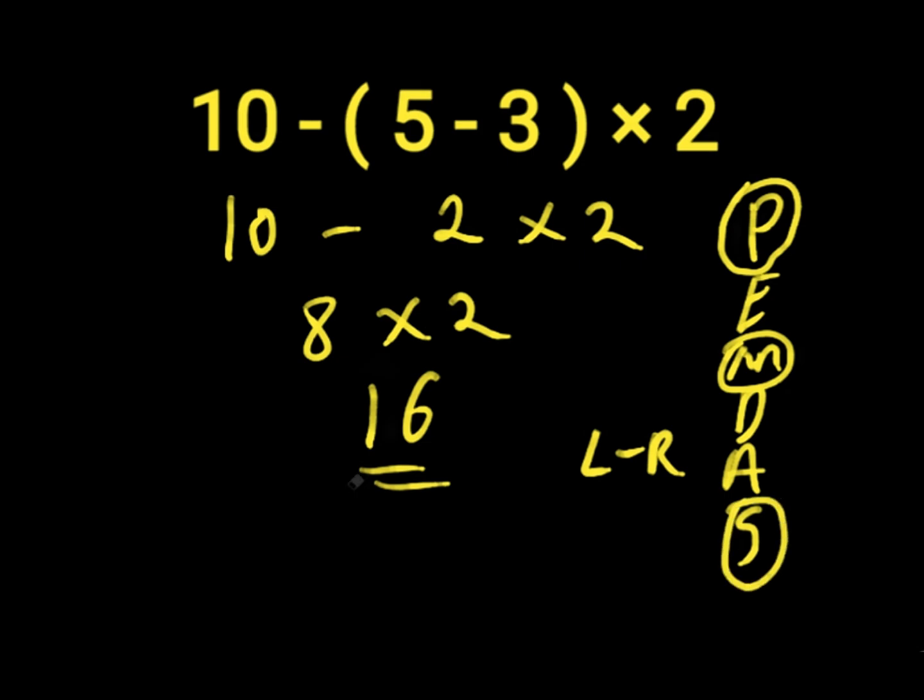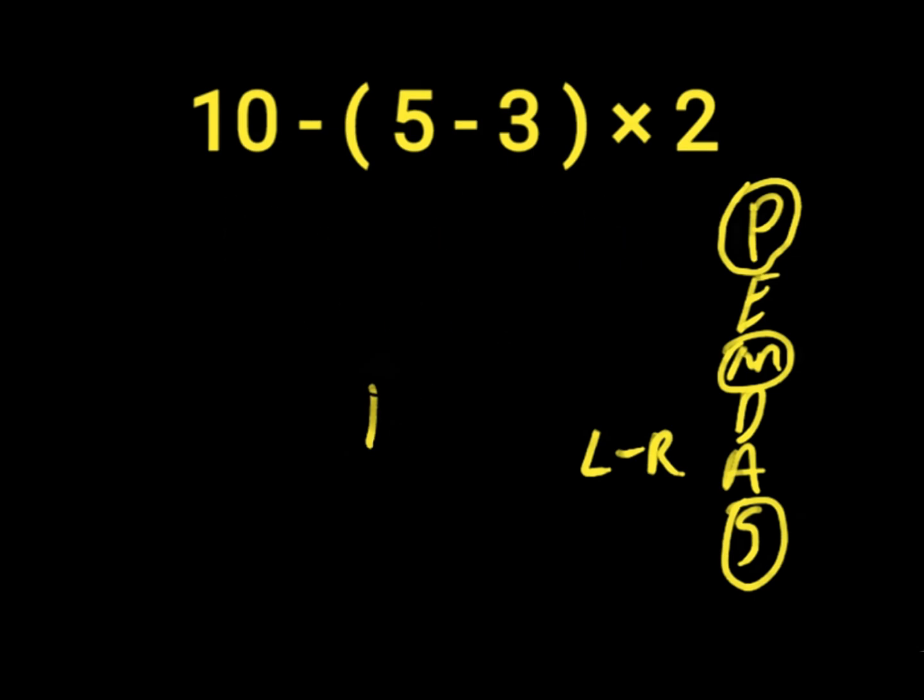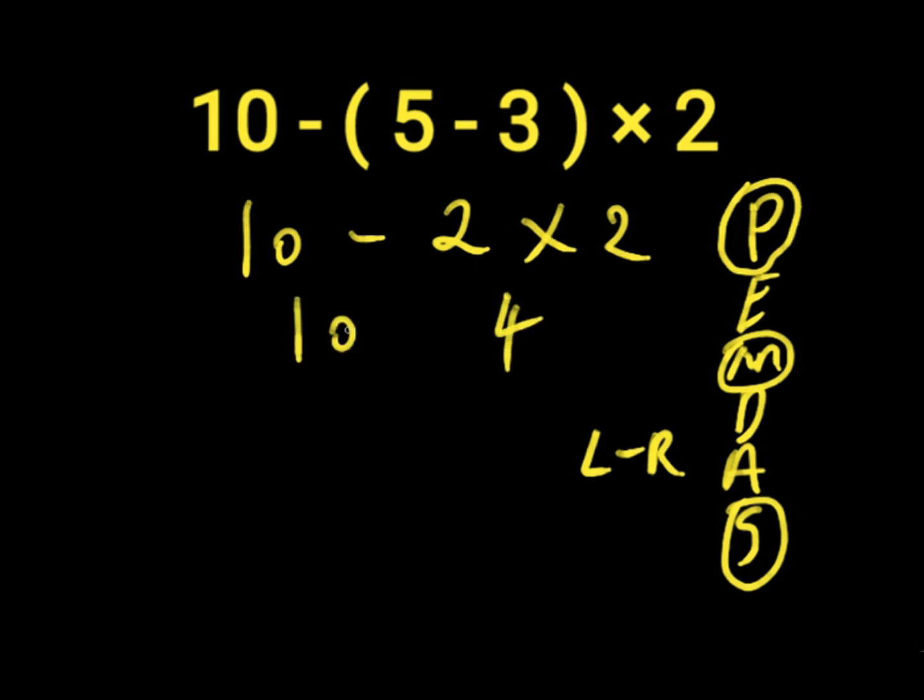Let's dive into the right answer to this question. First of all, we solve our parentheses, which is 5 minus 3. 5 minus 3 will give us 2. So we bring down our 10 minus 2 times 2. We first solve our multiplication because it comes before subtraction. So 2 times 2 will give us 4. Then we bring down our 10 minus 4. 10 minus 4 will give us 6. Then 6 is the right answer to this expression.